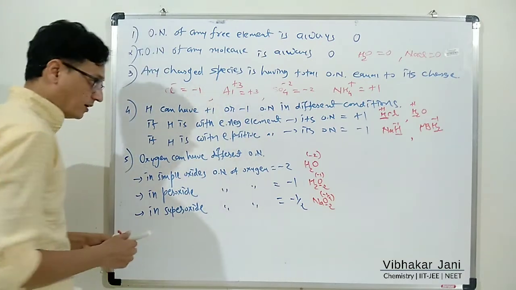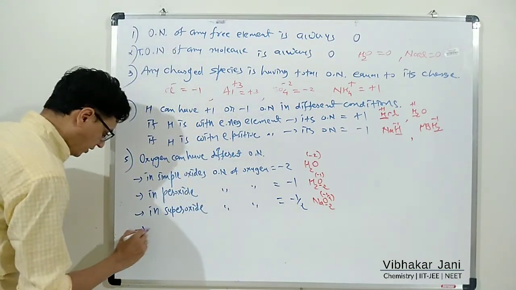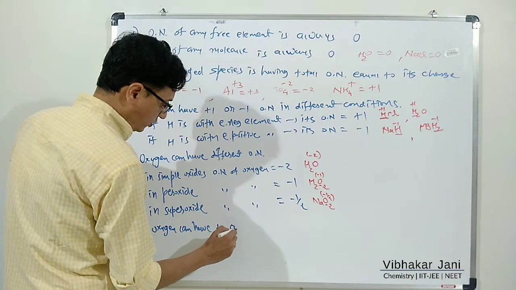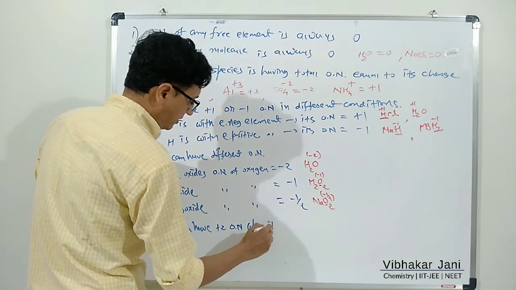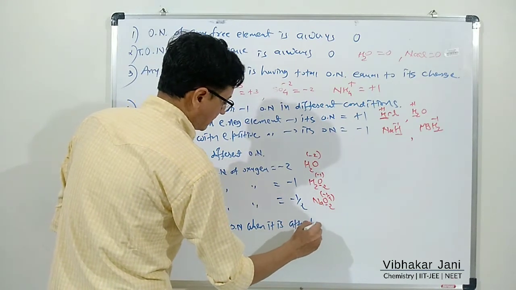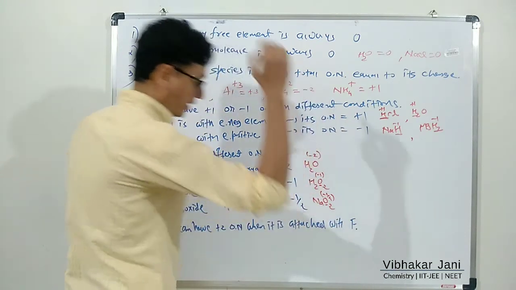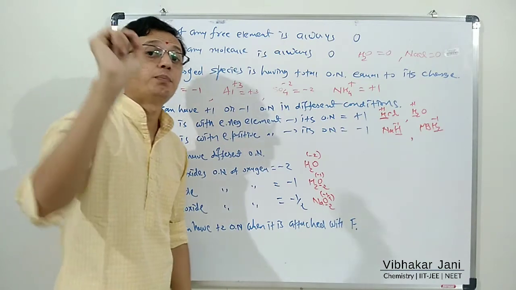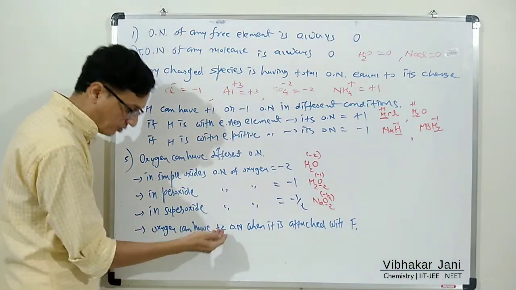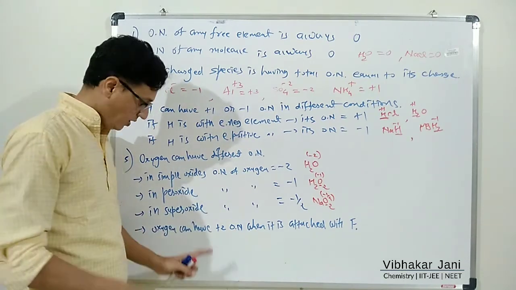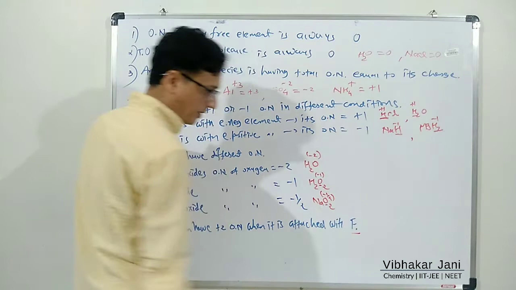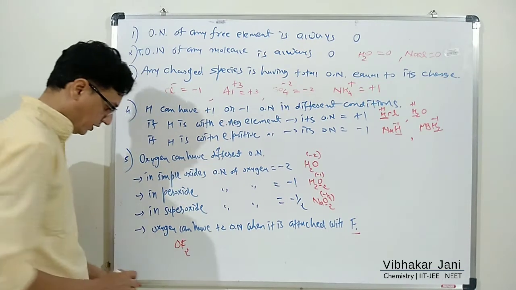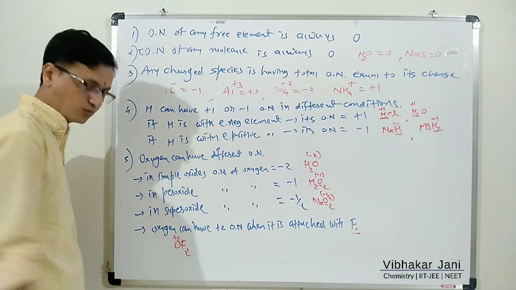Okay, now oxygen can have +2 oxidation number when it is attached with fluorine. So if oxygen is having compound with fluorine, then oxygen will be in +2 oxidation state. So oxygen can have plus as well as minus oxidation state in different compounds. When oxygen is attached with fluorine, its oxidation number will be +2. Suppose OF2. In OF2 compound, the oxidation state of oxygen is +2.